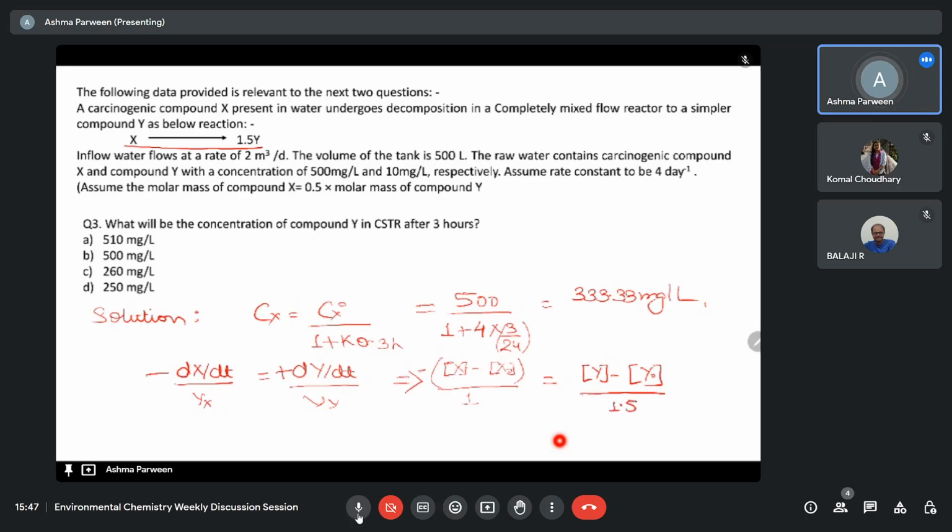So after solving this, we have the concentration x naught, we have the concentration after 3 hours, we have the initial concentration of y, and we know all this, only y at time 3 hours is unknown. So solve this and you will get the answer. I will give you all 2 minutes to put the values in this expression and write the answer.